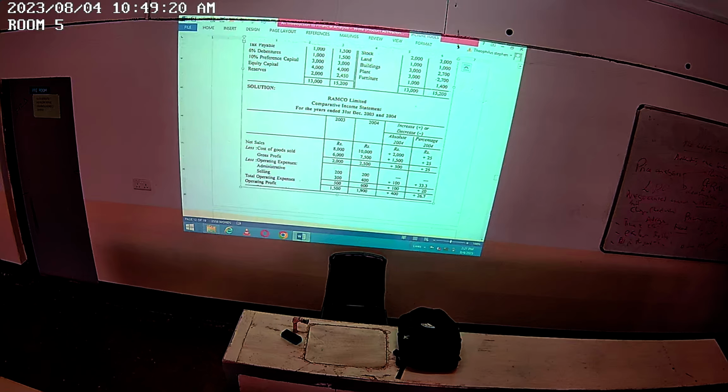In terms of sales, the increase was 2,000 over the original sales, which is 8,000. Can you divide 2,000 by 8,000? How much do we get? You get 25 percent. That has been the increase.